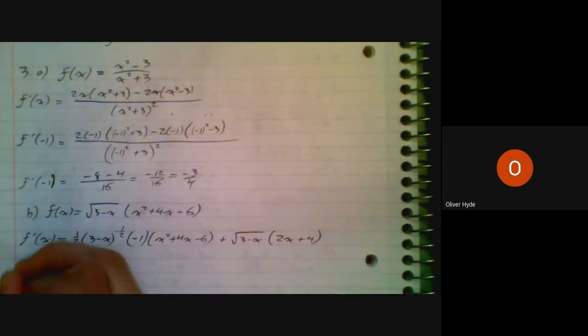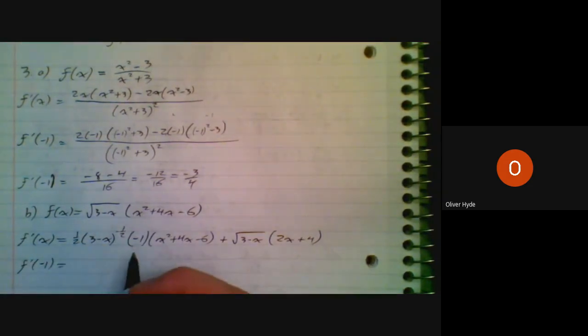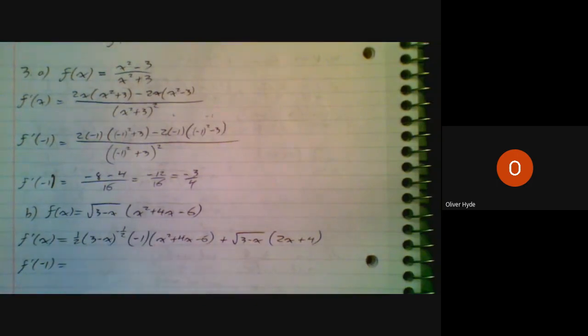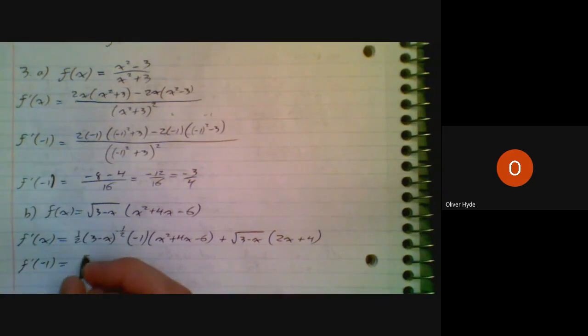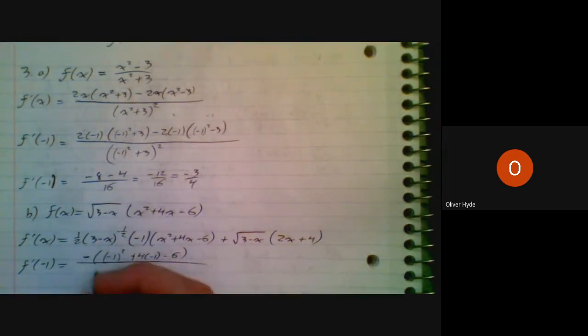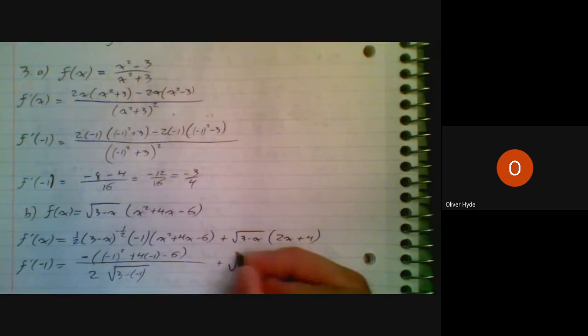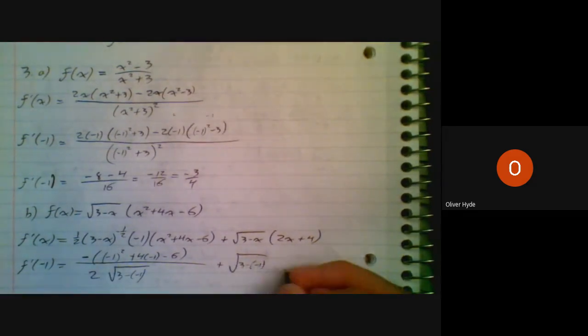or we could substitute right now. I think I might do some manipulation and some tidying up on this step. For example, I think that I will just have a factor of negative, and then that's going to be -1 squared plus 4 times -1 minus 6 in my numerator. In my denominator, I'll have 2 times the square root of 3 minus -1. And then I'll have plus the square root of 3 minus -1 multiplied by 2 times -1 plus 4.